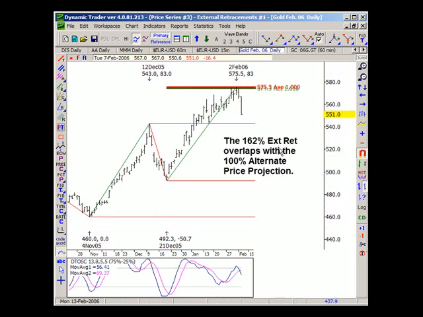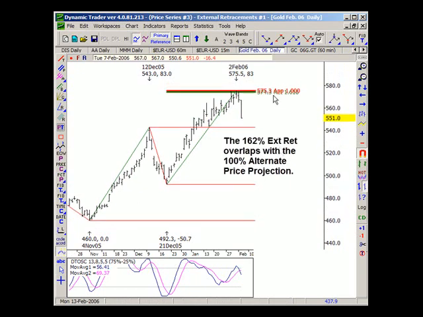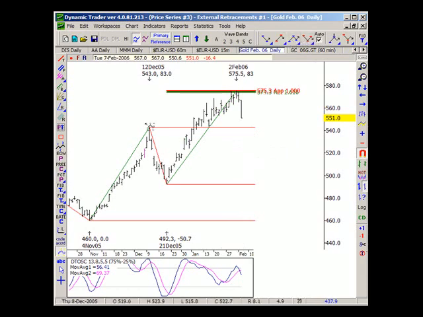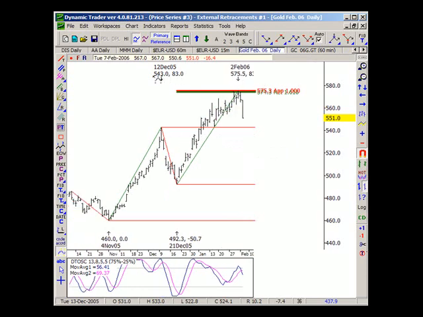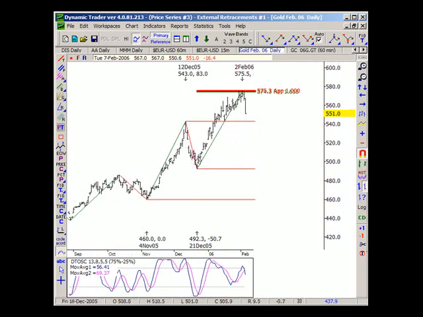And what I was describing earlier is a high probability to complete the bull trend, primarily based on the 162% external retracement, but it's overlapping with the 100% alternate price projection, and of course we have our momentum reversal. So that's our one-click price projections. We don't even have to necessarily click on the high and the low, and we're able to do those because we have our swing file routine that identifies significant pivot highs and lows. So that's why we're able to do the one click.